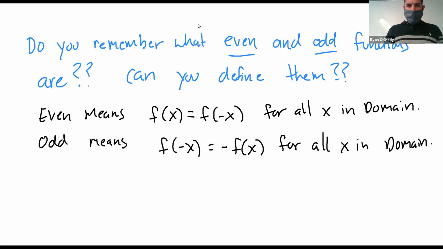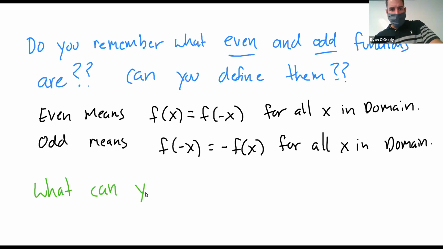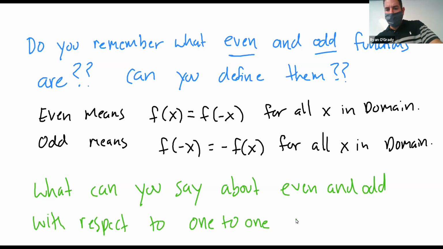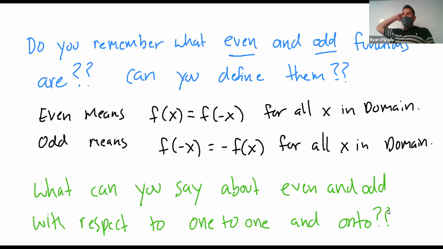So a question you might ask yourself, or at least I'm going to ask you to ask yourself, what can you say about even and odd with respect to one-to-one and onto? So what I mean by that is, can you formulate something you think to be true or not to be true, and can you verify?